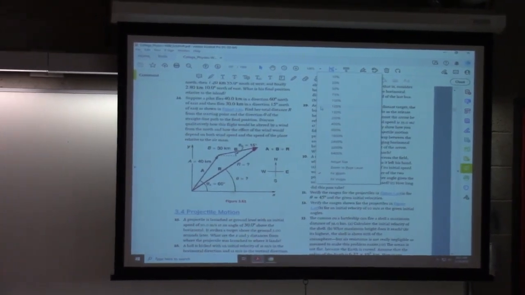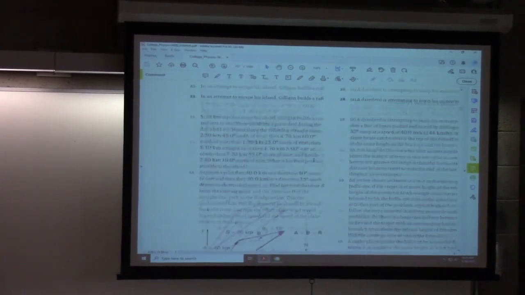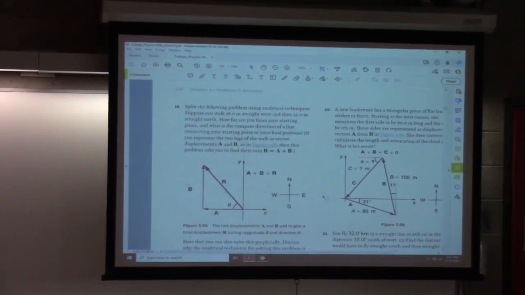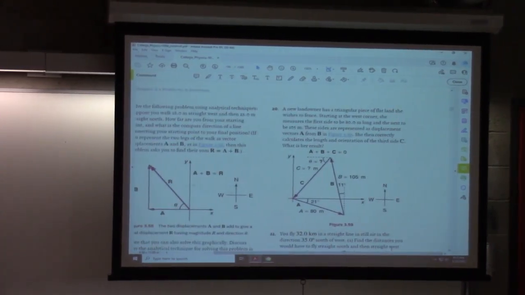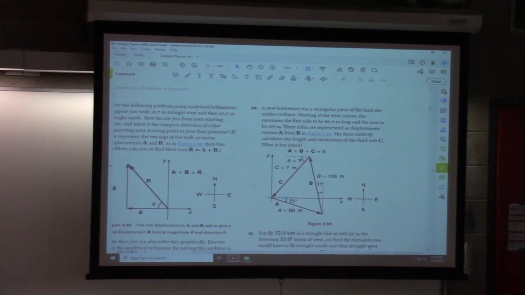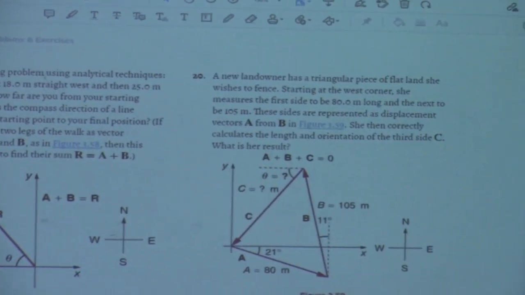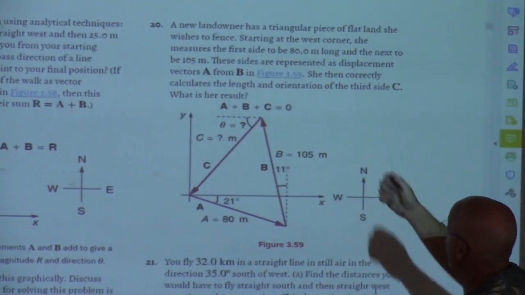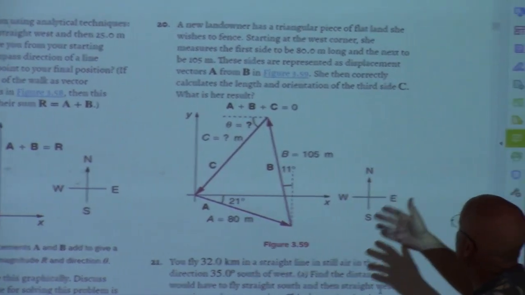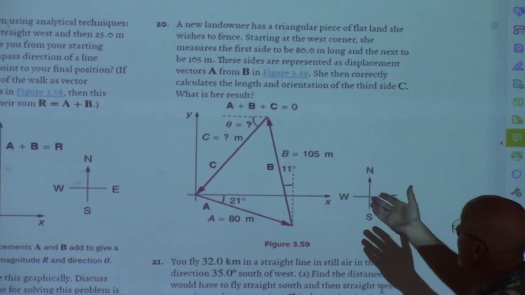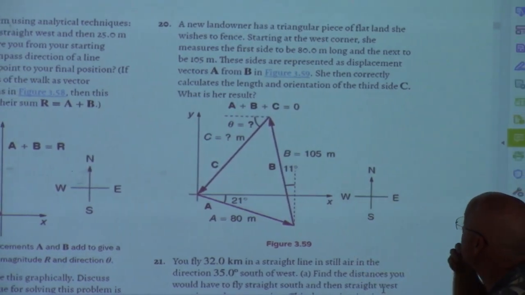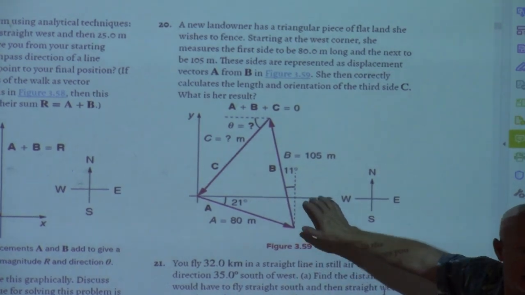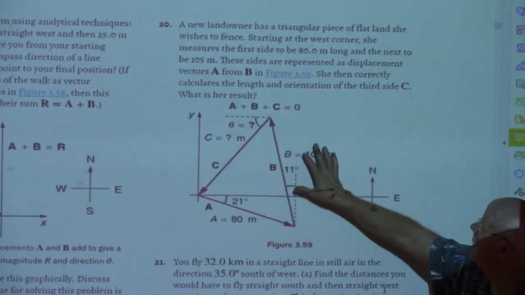Is that big enough? What does 150% do? Okay, maybe that one right there. And so number 20 is over on the right-hand column, gives a nice little picture, and that's very helpful. And it says this: a new landowner has a triangular piece of flat land, and she wishes to fence it. Now, look at this picture, because this picture is kind of helping you see the description here.